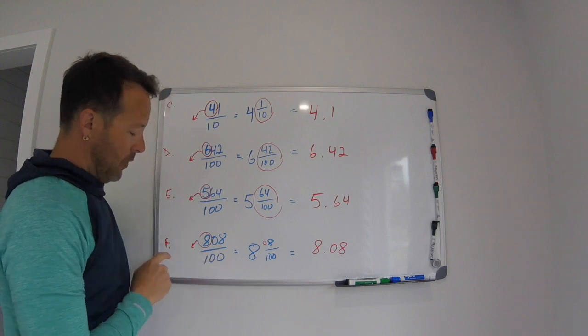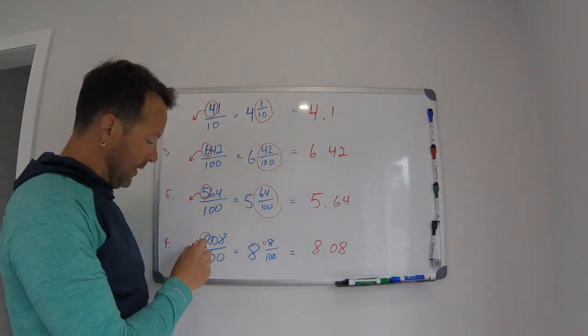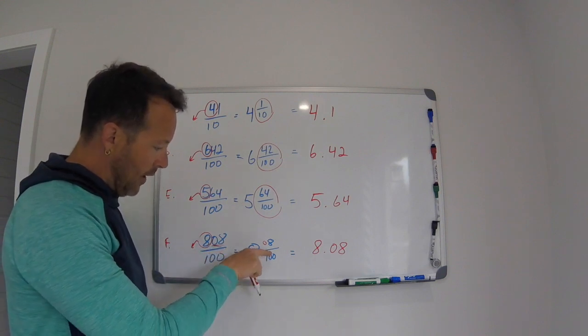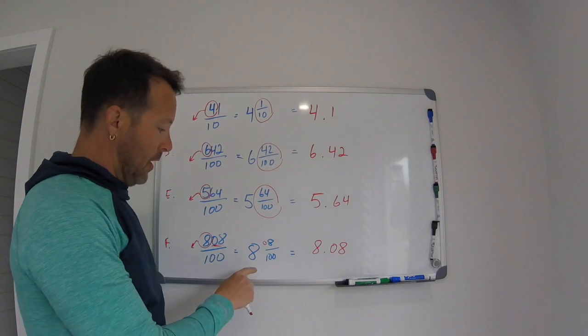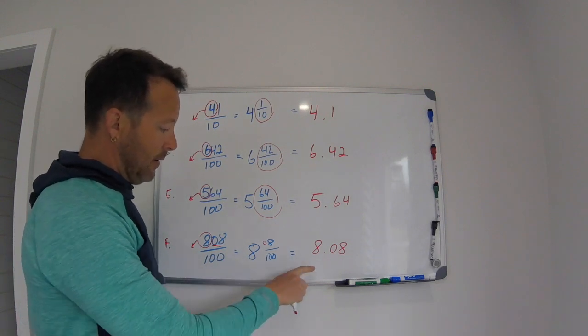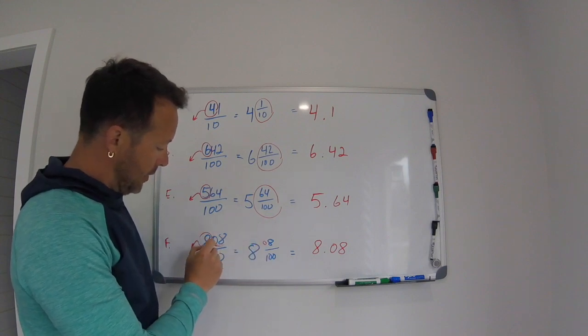This one, 808 over 100, same thing. Take the 8 out, it becomes your whole number. So that leaves you with 0.8 over 100. Okay, I wrote it like that for a reason. And that equals 8. Okay, now 8 over 100 is the same as 0.8 over 100. I want you just to see that.